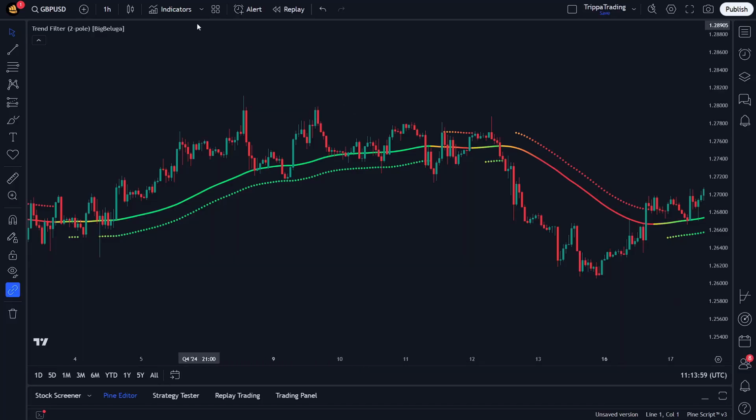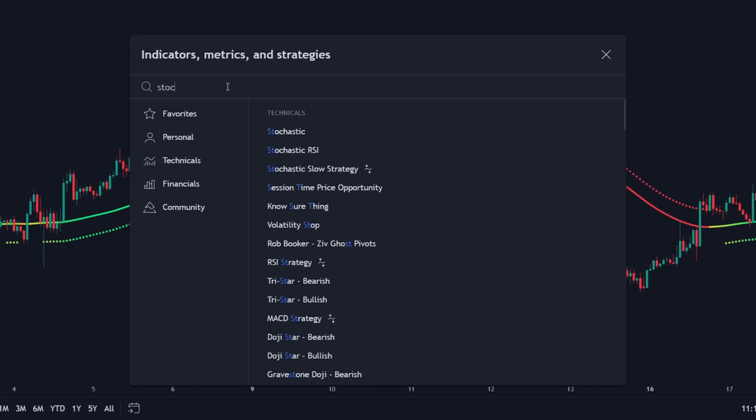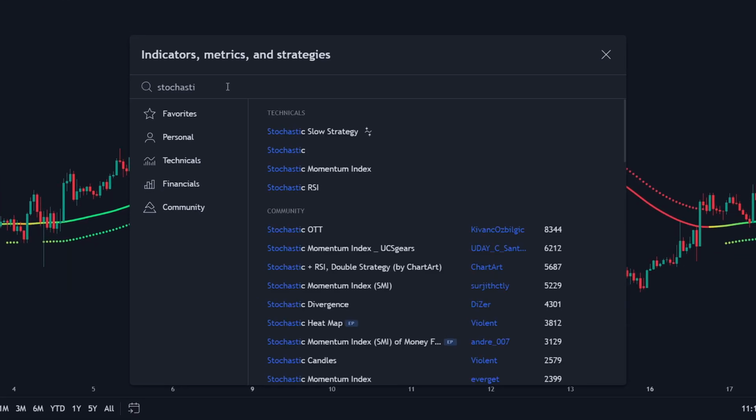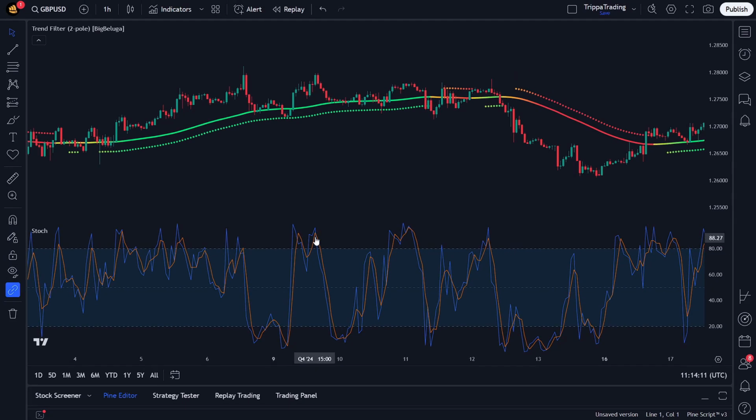For the strategy, we'll pair this trend indicator with the stochastic oscillator. Go to the Indicators tab again and search for stochastic. Add this one to the trading chart. After that is done, it will be displayed on the trading chart like this.